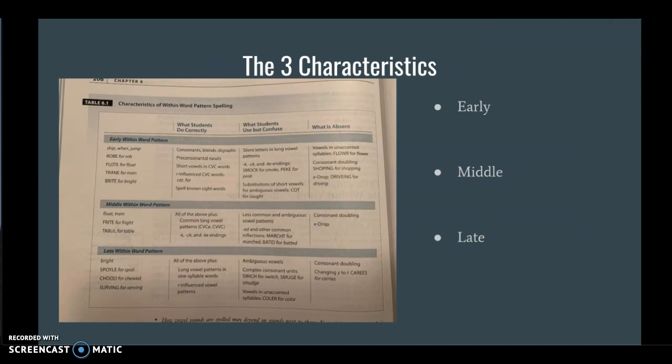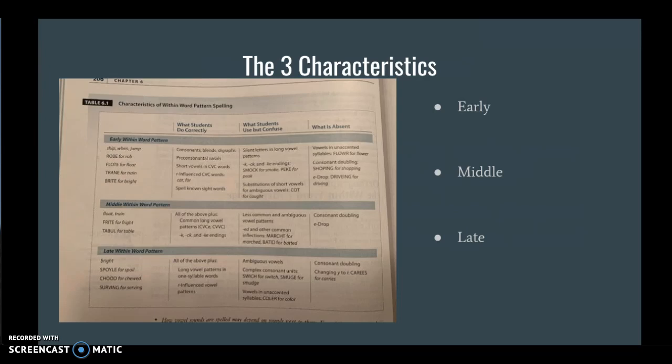As you can see through the chart, we're able to work individually with our students to see what they're excelling at, what they might still use but confuse, and what is not being shown at all. From there, we're able to place our students under one of these stages to help us really tailor to their learning. Feel free to pause the video and see where your child might be falling within these stages.